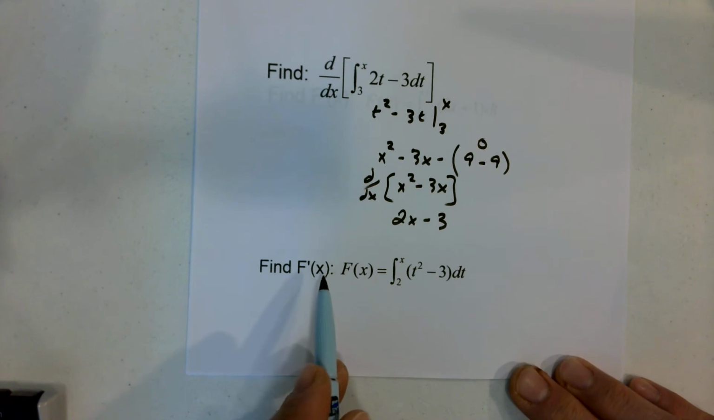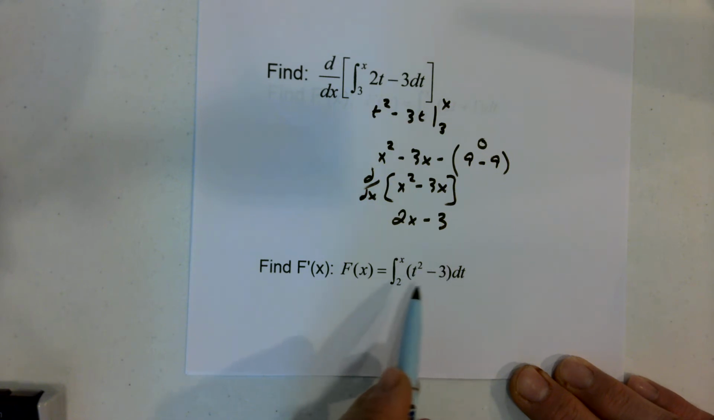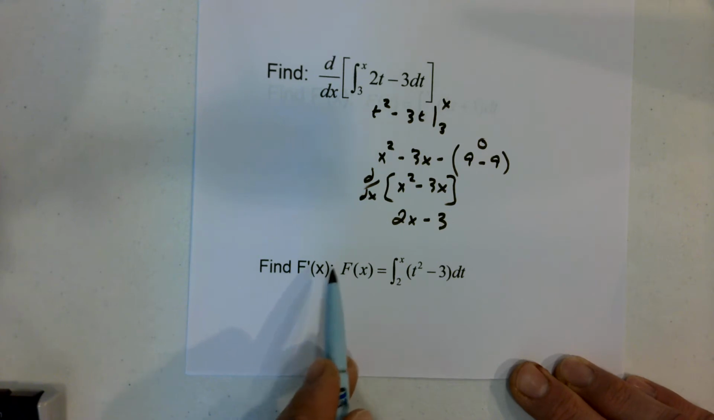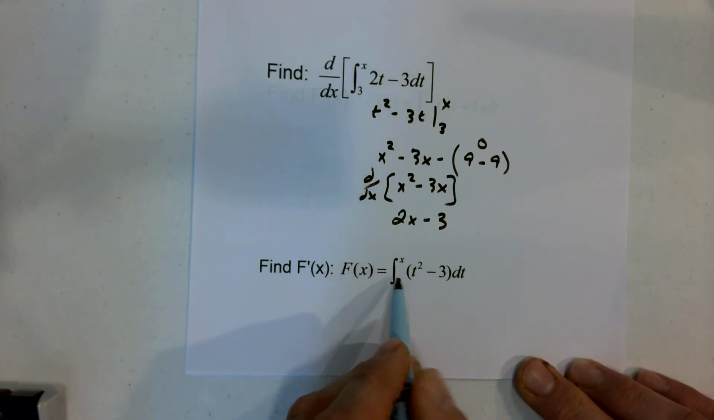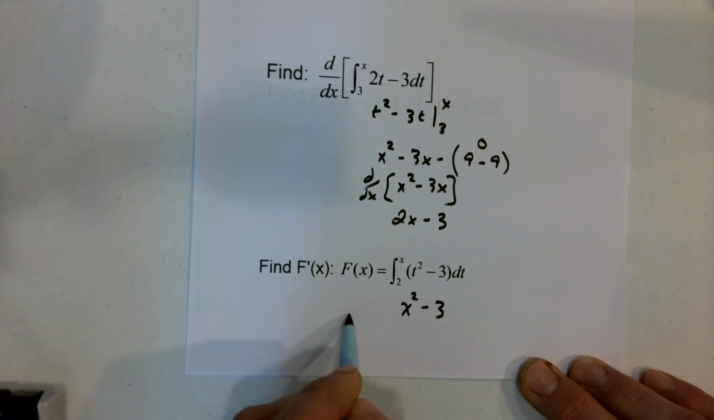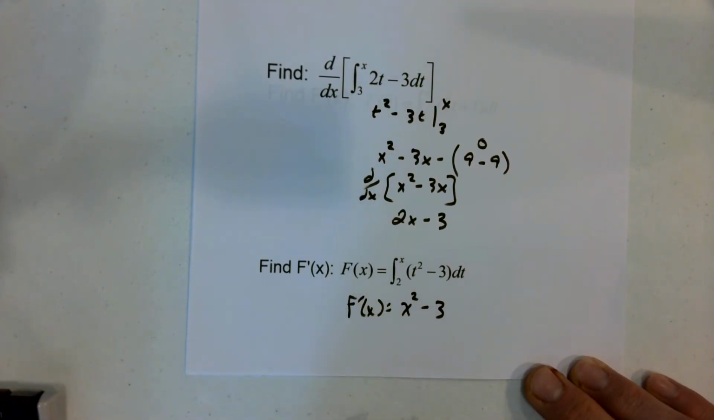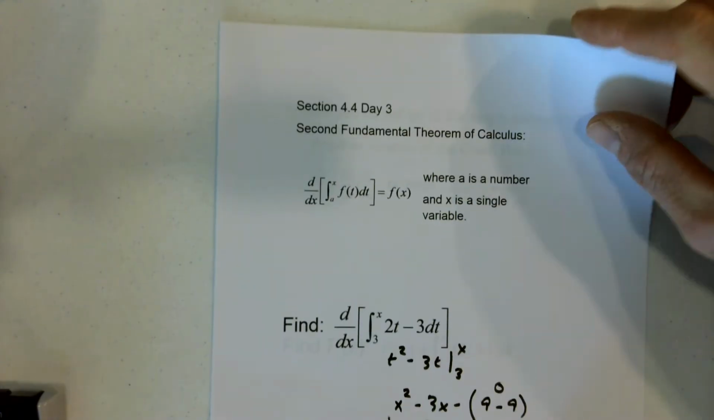So can we find f prime of x given f of x equals the integration from 2 to x of t squared minus 3 dt? This is kind of the way it's going to be written as we look at our problems: finding f prime of x given f of x equals that integration. Well, all we have to do is realize that we're going to plug in that x for t, and we get x squared minus 3. So f prime of x is going to equal x squared minus 3. Ta-da! We're done. Not always going to be that simple, of course.